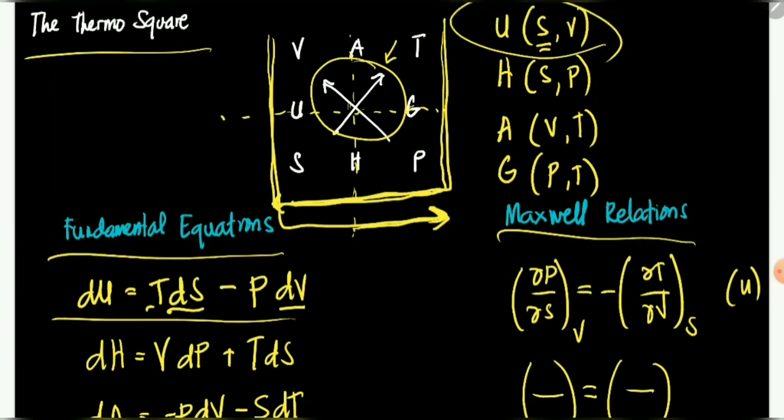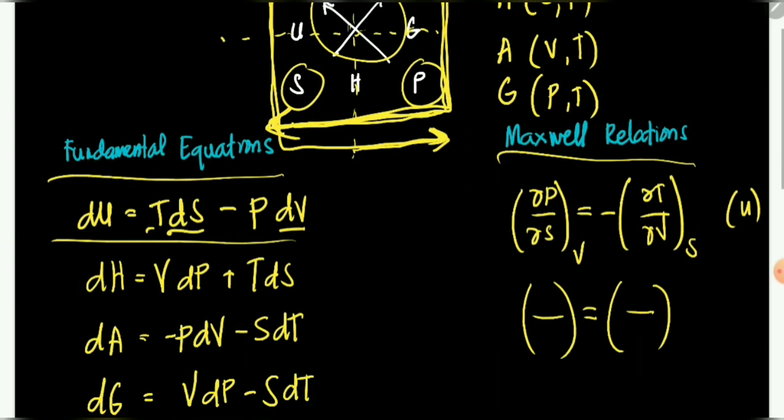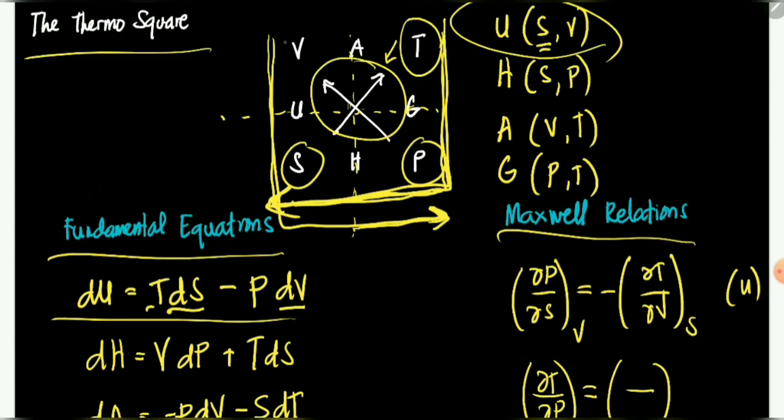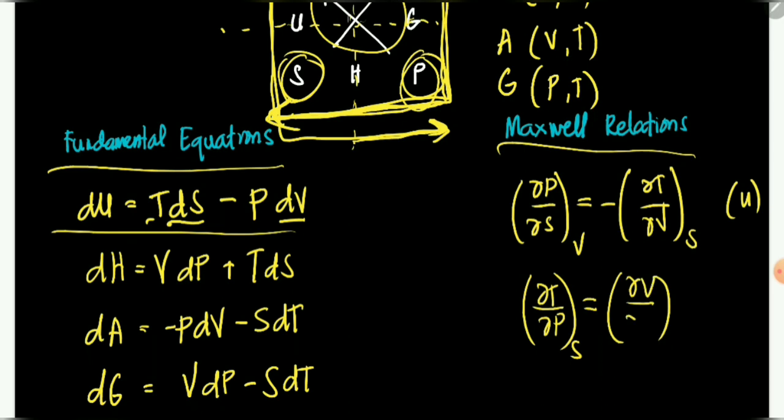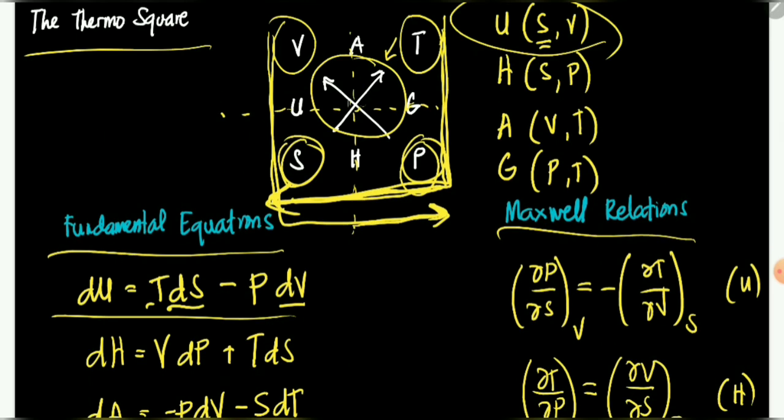Okay? So, tingnan na natin. So, unahin natin tong arrow na to. Okay? So, that's partial T with respect to P at constant S is equal to partial V with respect to S at constant P. Okay? That is the Maxwell relation for H. So, tingnan naman natin for A.